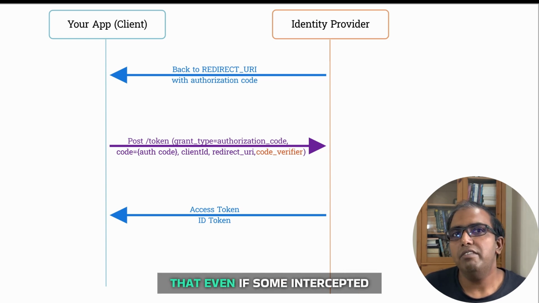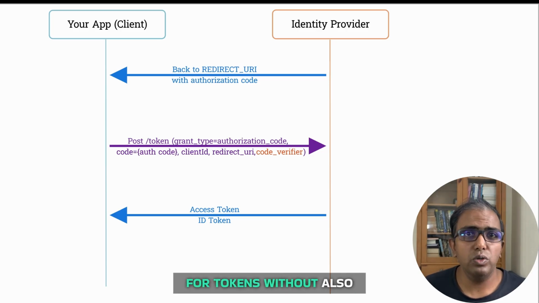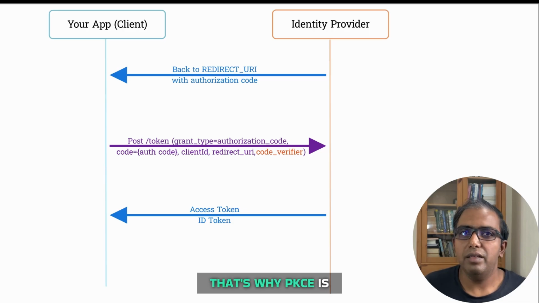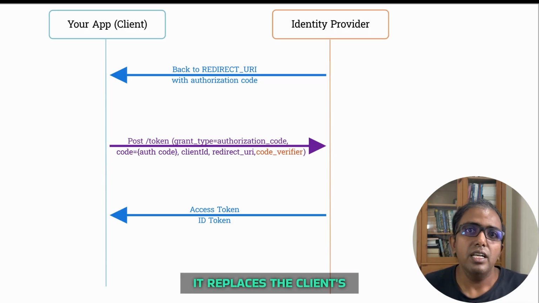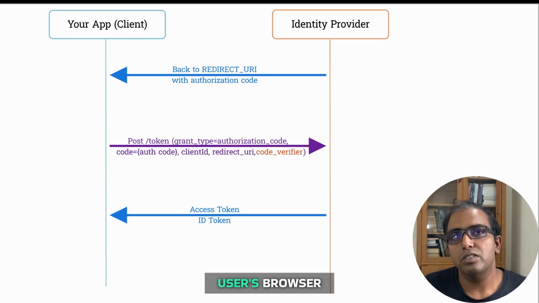This means that even if someone intercepted the authorization code in the browser, they could not swap it for tokens without also knowing the original code verifier. That's why PKCE is such a game changer for a single page application. It replaces the client secret in a way that's secure, even if everything runs on your user's browser.